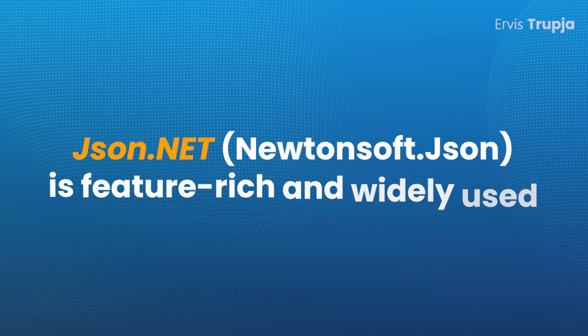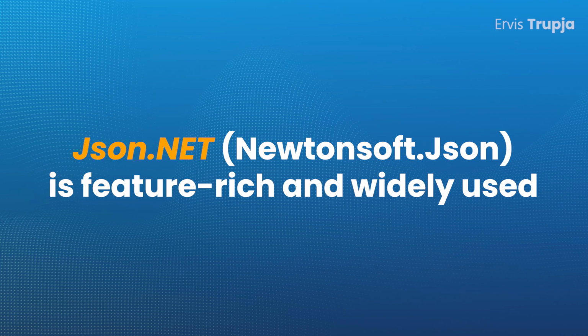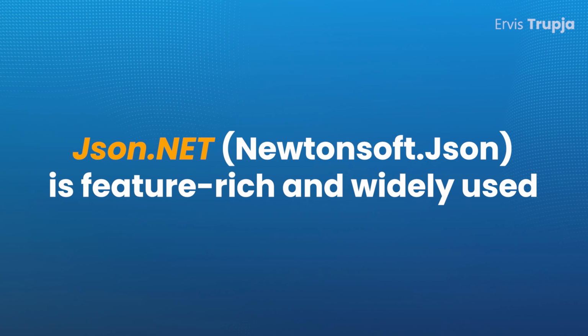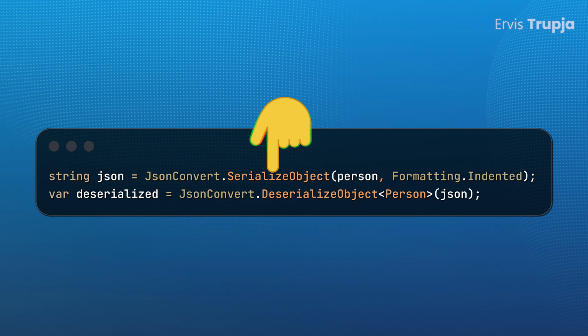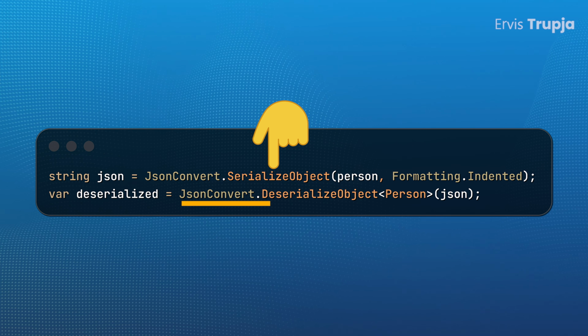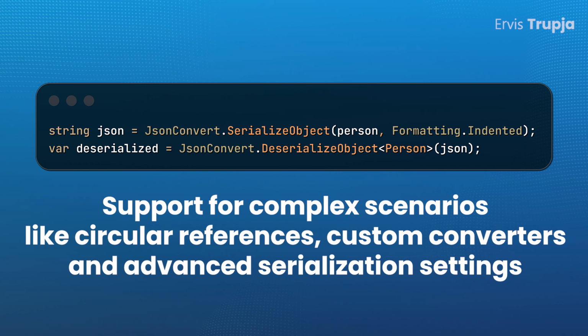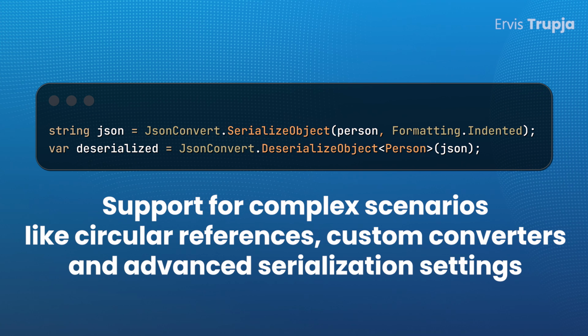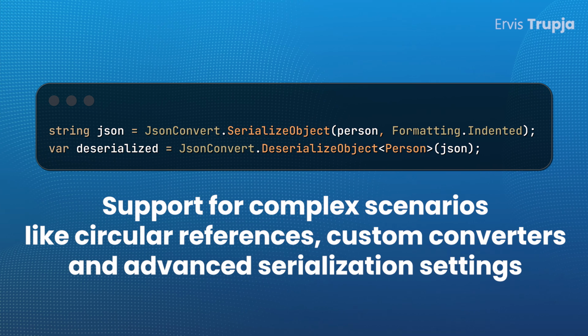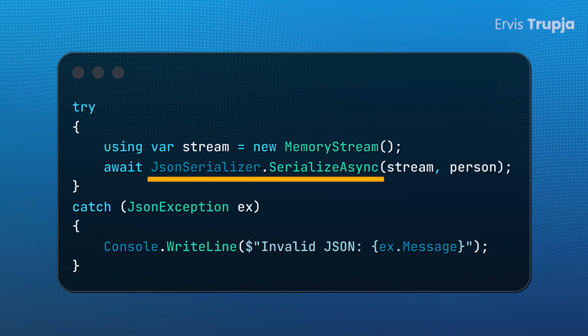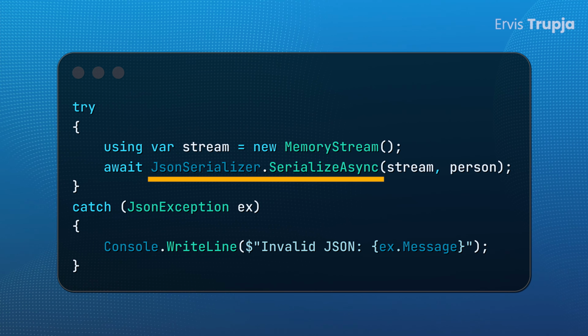Newtonsoft.Json, also known as JSON.NET, offers more features and is widely used in existing code bases. You can use the SerializeObject and DeserializeObject methods with support for complex scenarios like circular references, custom converters, and advanced serialization settings. Validate the JSON input for security, handle null values, and consider async methods for large data to avoid blocking the thread.